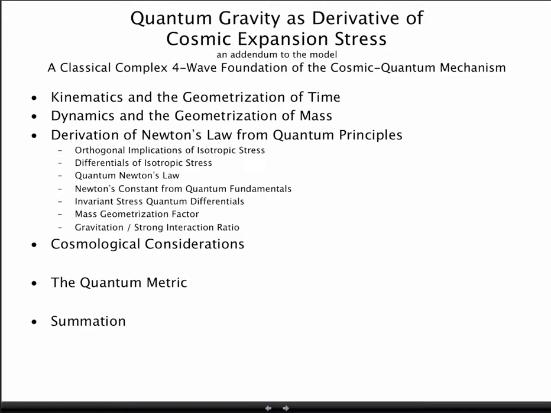We will start with a discussion of kinematics and the geometrization of time, followed by a discussion of dynamics and the geometrization of mass, leading to the derivation of Newton's gravitational law in light of certain quantum principles, followed by some cosmological considerations and a statement with diagrams of the quantum metric as a modified chargeless extreme Kerr metric, and end with some general comments about the model and its implication for existing models.